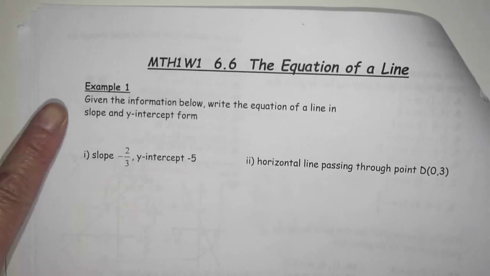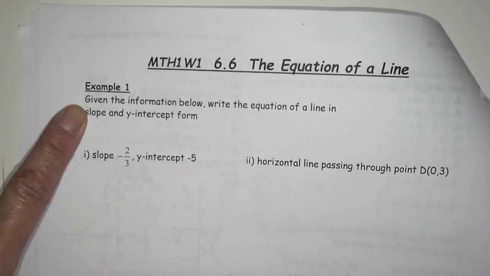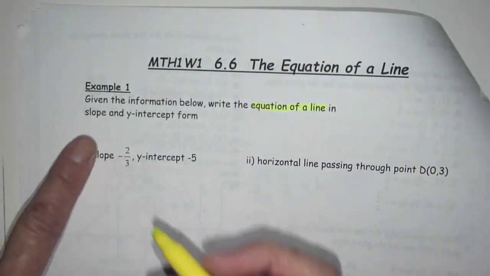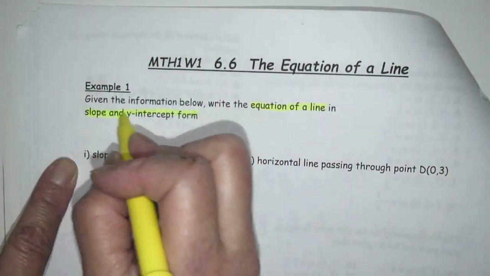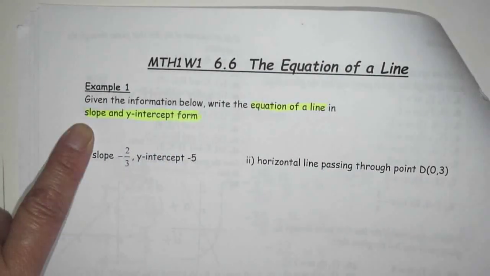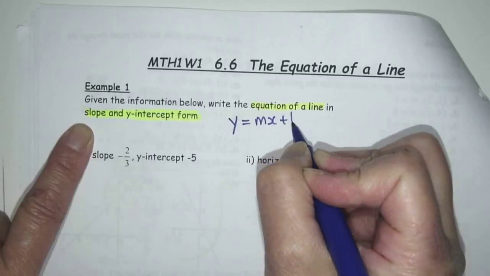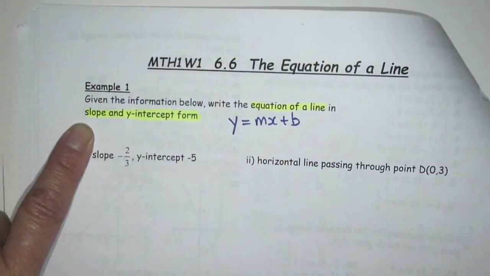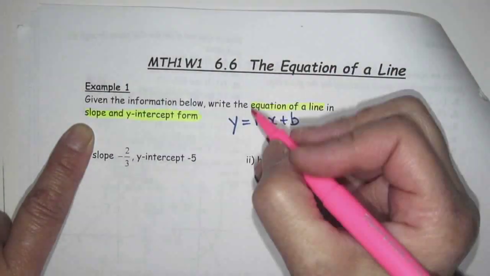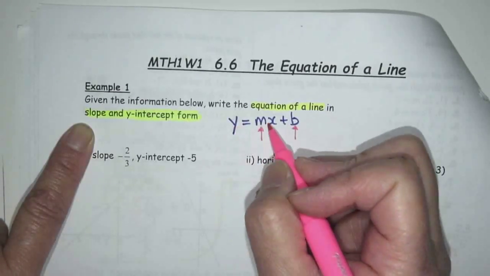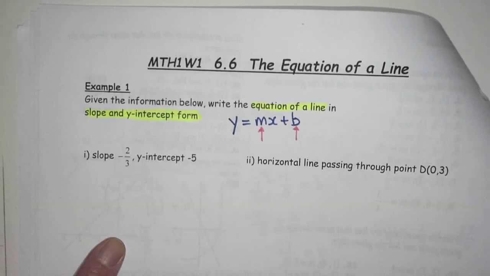So this one says, given the information below, write the equation of a line in slope y-intercept form. Sometimes we describe it in words. This is the y equals mx plus b form. That's what it's asking for. We always fill in the m and fill in the b, and we leave y and x alone. So that's what we're always looking for.